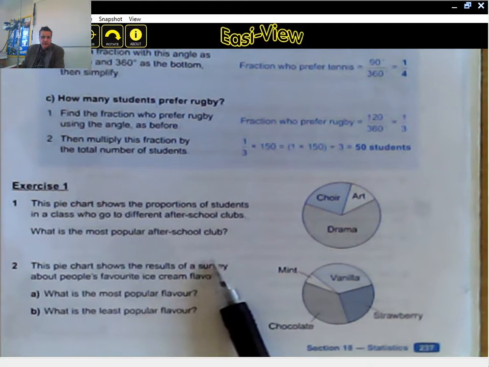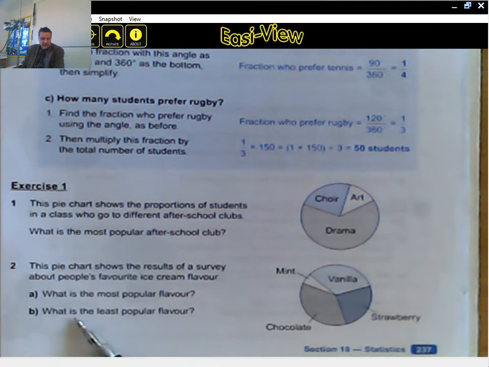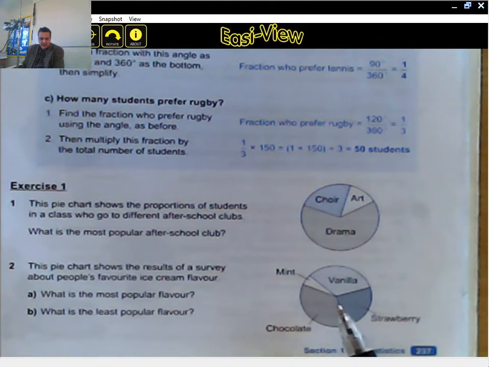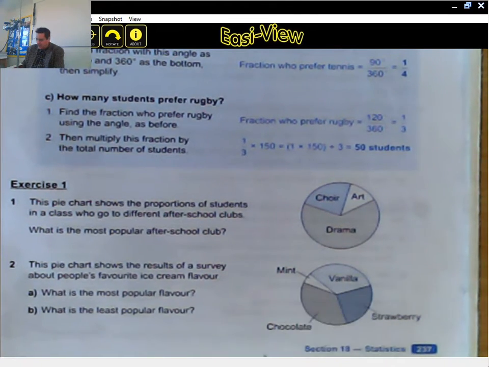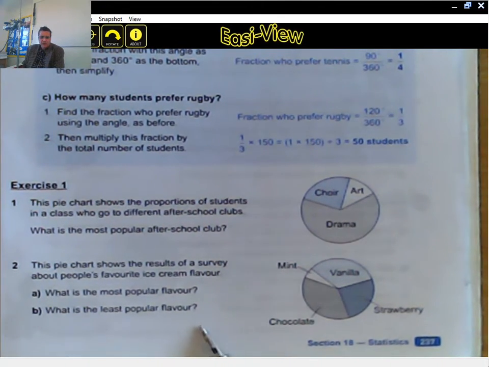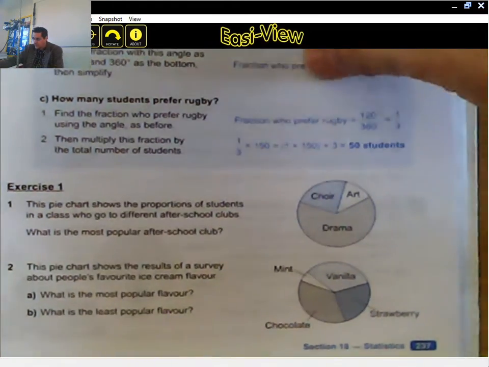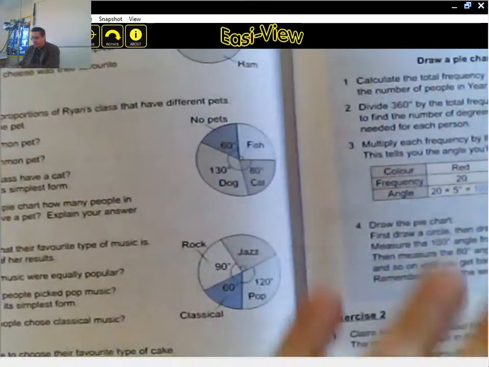The pie chart shows results of a survey about people's favourite ice cream flavour. Okay, what's the most popular flavour? I think chocolate just about beats vanilla. If in doubt, put your protractor on it. I can't see much difference. I think chocolate wins. And the least popular, it's not surprising, mint. I mean, who likes mint, honestly? So there it is. So we've just done 2 questions by analysing the information given in the pie chart.